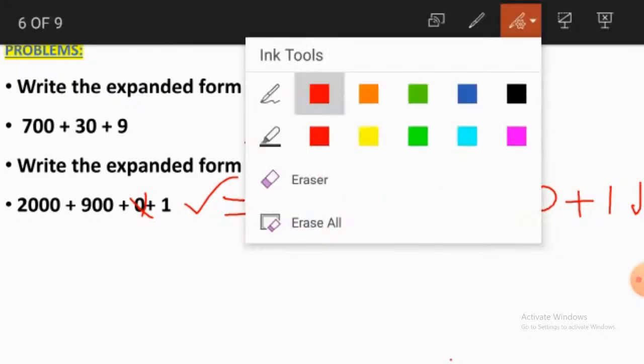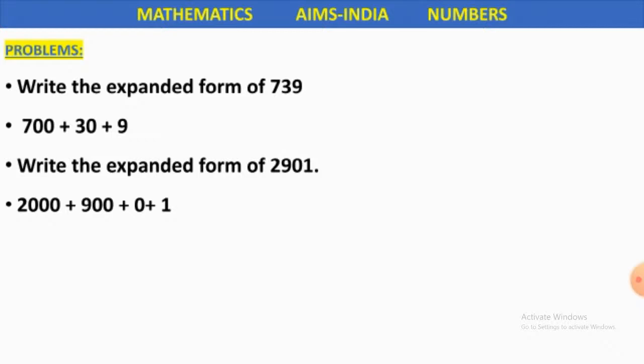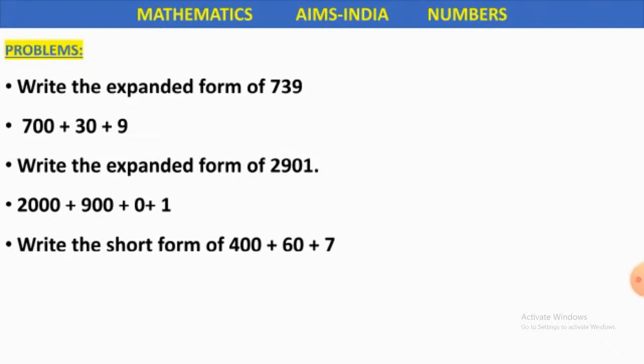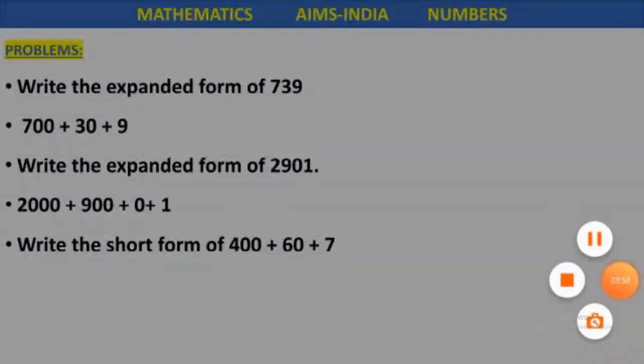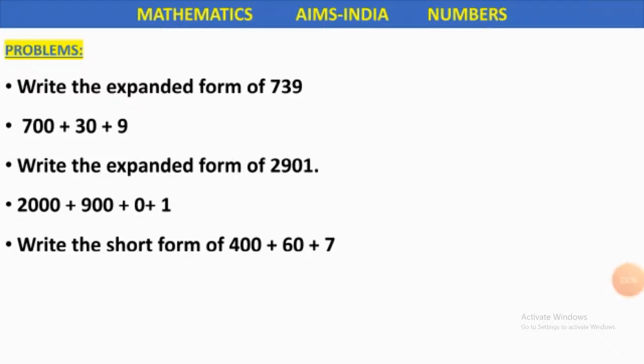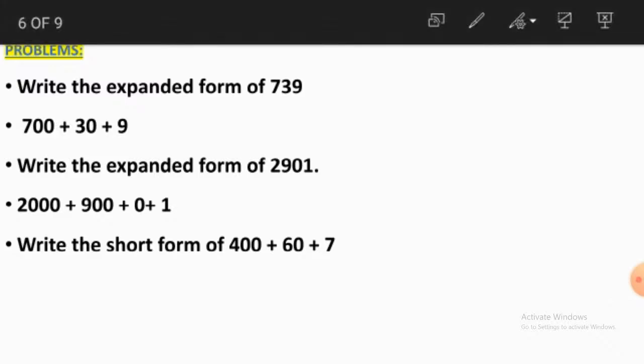Coming to the next question. Next question is of short form. Write the short form of 400 plus 60 plus 7. Start, children. Start solving. It's a very easy question, right?